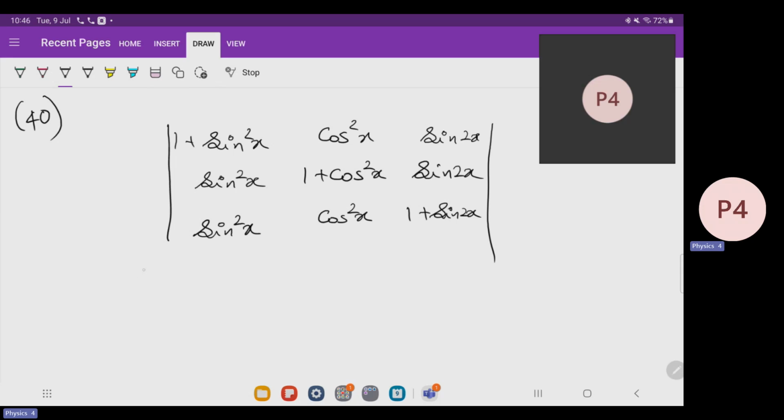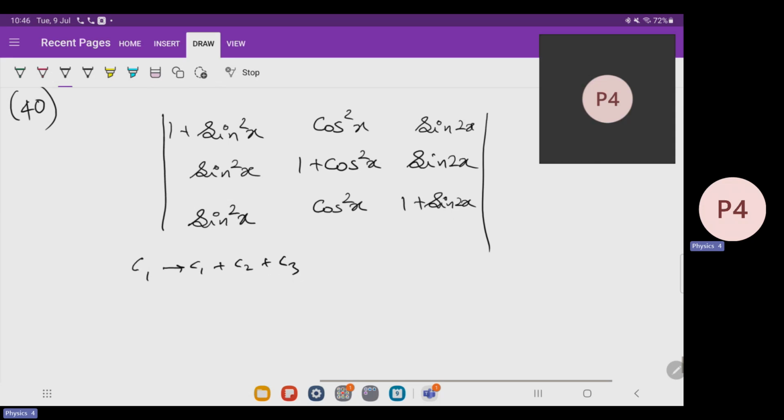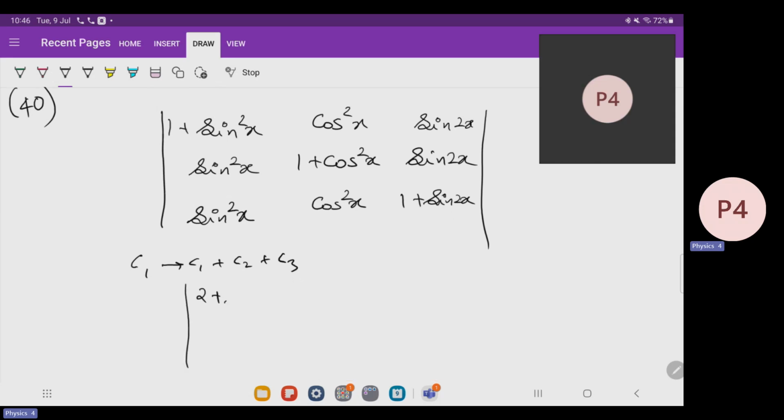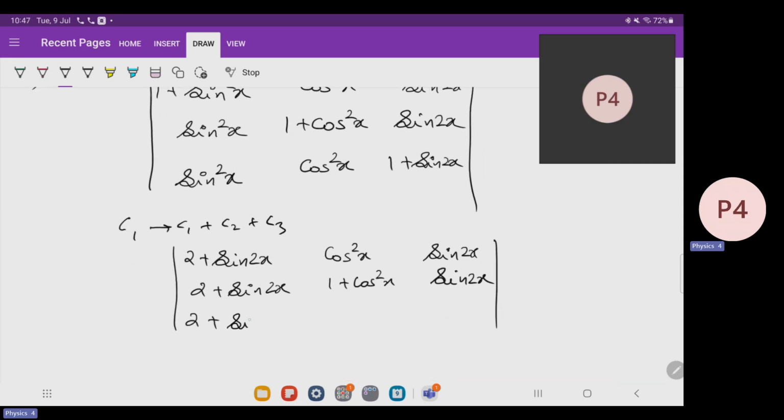So let us simplify this determinant. So in place of C1, we will write C1 plus C2 plus C3. What will this become? 2 plus sine 2x, cos square x. Then this also will become 2 plus sine 2x, 1 plus cos square x, sine 2x. This would be 2 plus sine 2x, cos square x, 1 plus sine 2x.